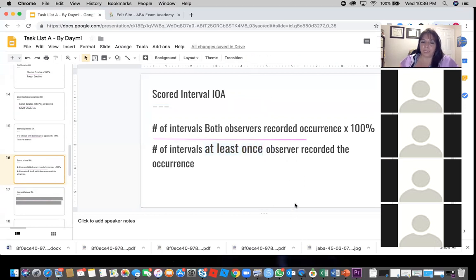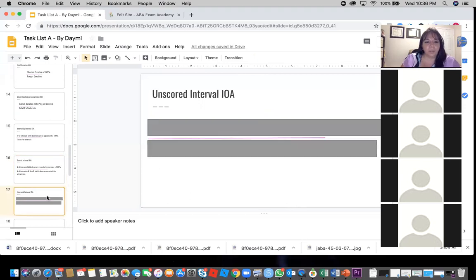All right, this one's kind of tricky. Scored and unscored, a lot of people confuse them, but you guys understand it. You just have to figure out which one goes with what. So, like I said, practice, practice, practice. You guys got it. We're going to go over unscored, and then if you want to talk about the difference between both of them, we can break that down.